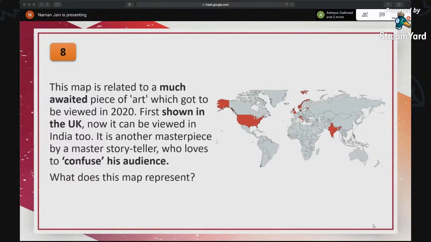This map is related to a much awaited piece of art which got to be viewed in 2020. First shown in the UK, now it can be viewed in India too. So something that can be viewed in India, a much awaited piece of art. It is another masterpiece by a master storyteller who loves to confuse his audience. So what does this map represent? What does this map represent?